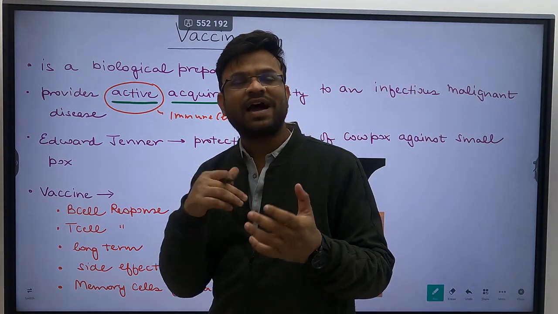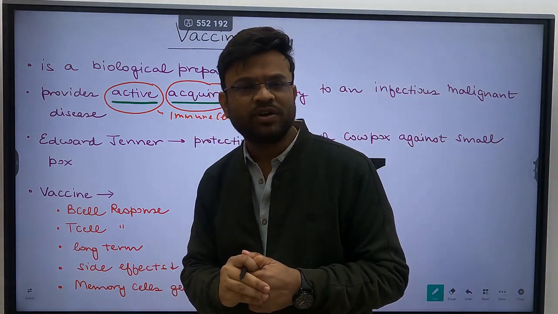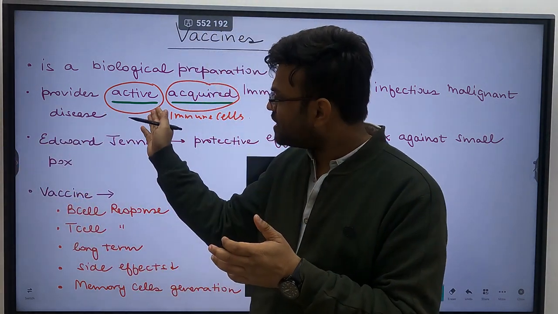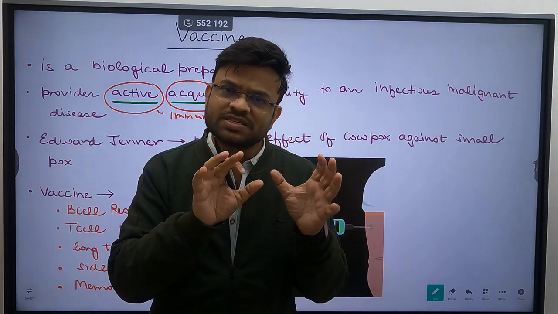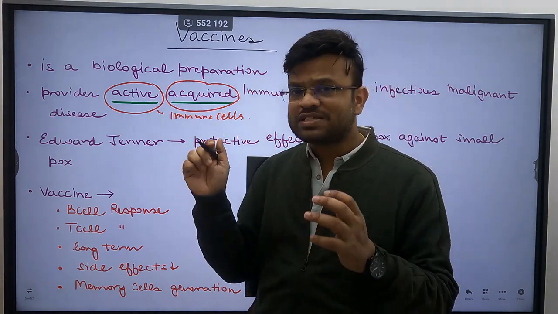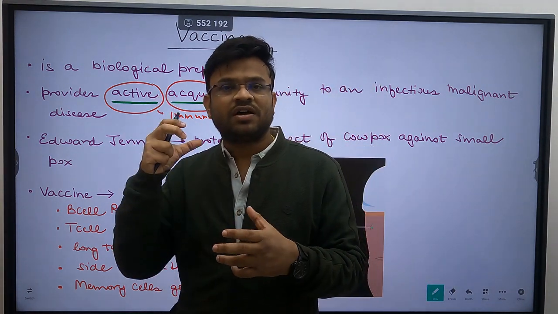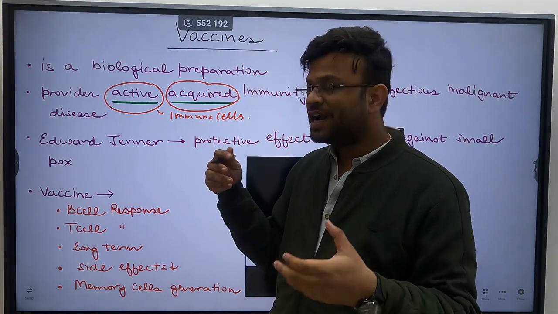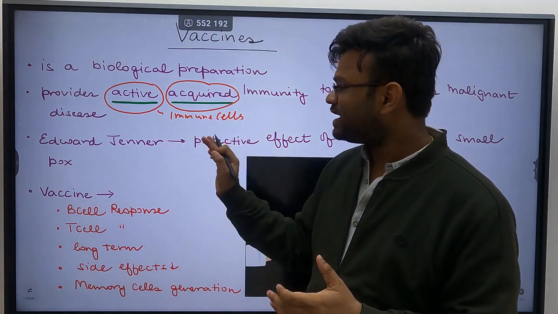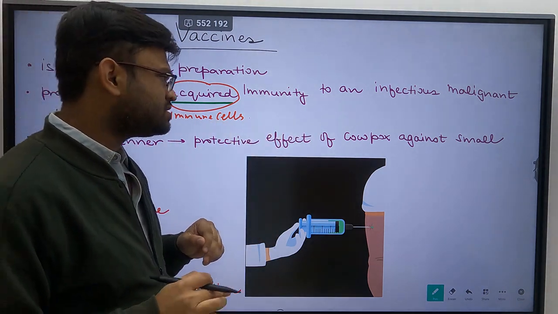That is why we say active, and this is acquired. What do you mean by acquired? Because the individual has acquired these kinds of cells in its lifetime. These cells were not present since the very beginning or since birth, but these immune cells have been generated inside the body after the infection or after the administration of the vaccine inside the individual's body. Okay, so this is the concept of active and acquired. You should understand each and every word very carefully. To an infectious malignant disease, this I have already told you.